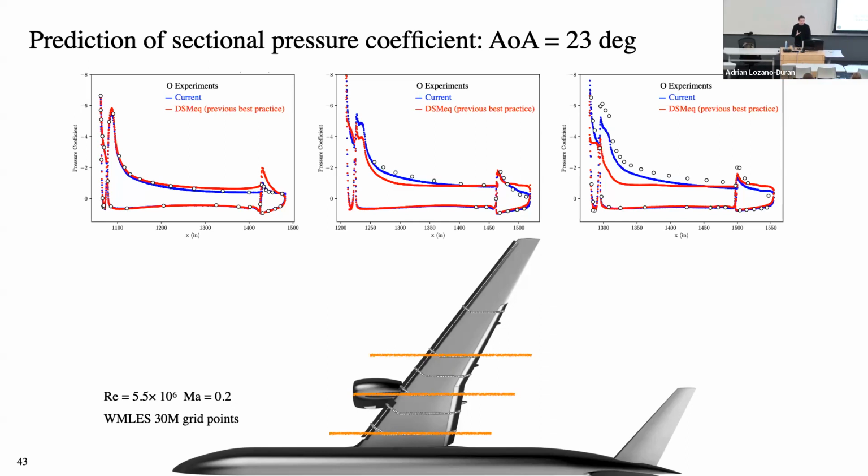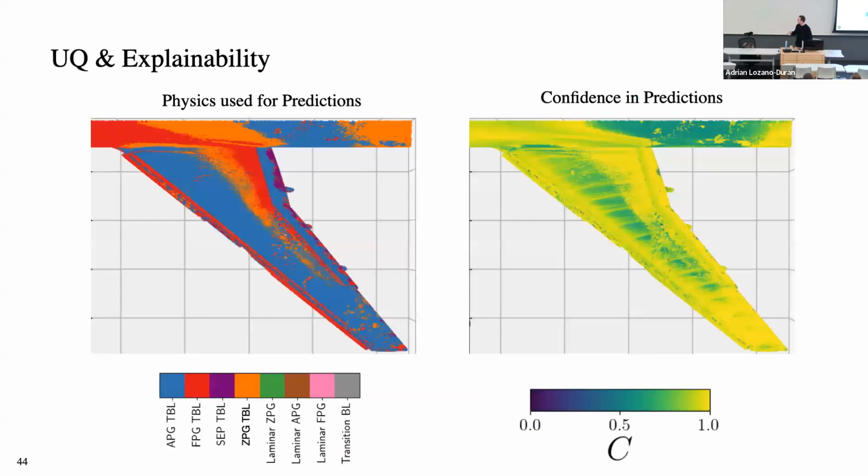But the point I wanted to highlight here is the part of the explainability. I'll come back to this case later. But this would be an example of what the model is telling us about the predictions. So the picture on the left is the physics used for predictions. And I have different labels that I created myself because I understand what they mean, so it's for a human to interpret things. So there is a blue region that means adverse pressure gradient. This is a high angle of attack aircraft.